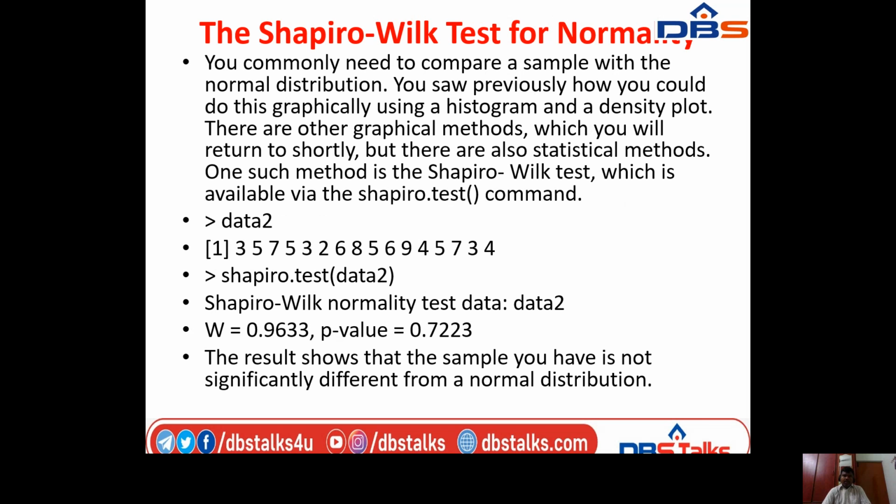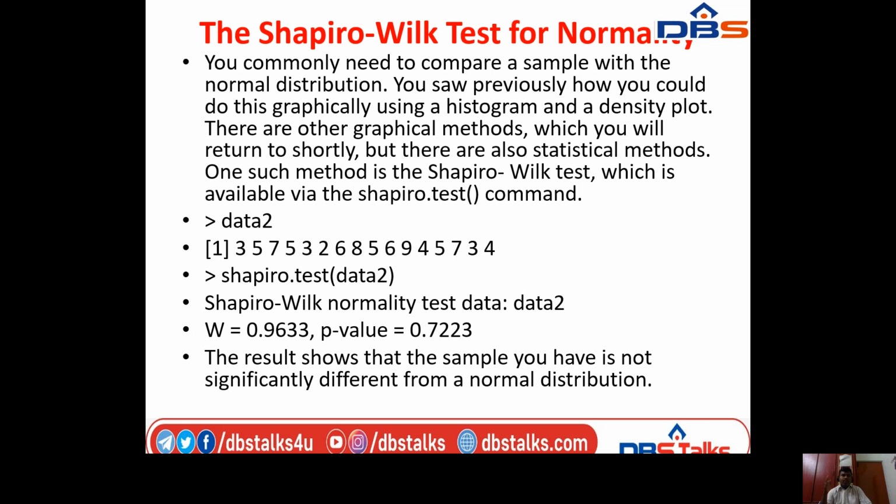Now coming to the Shapiro-Wilk test for normality. Here we are performing different tests for the normal distribution. You commonly need to compare a sample with the normal distribution. Already we know some data is in the normal distribution. Now some new data comes, and we compare whether it is normally distributed or not. We can do this by using the Shapiro-Wilk test.